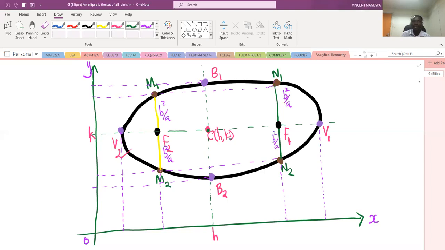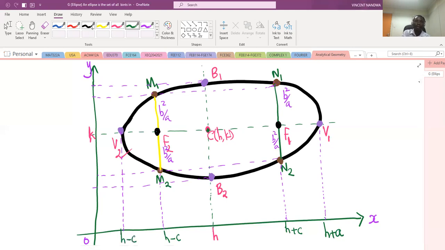Because the distance from the center to F1 is c units, moving from the center to F1 is the same as from this point to this point. So this will be h plus c. And from the center to V1 is the same as from this point to this point, so this will be h plus a units. And then from here to here is c units, but to the left, so this will be h minus c. And from here to here is a units, but to the left.